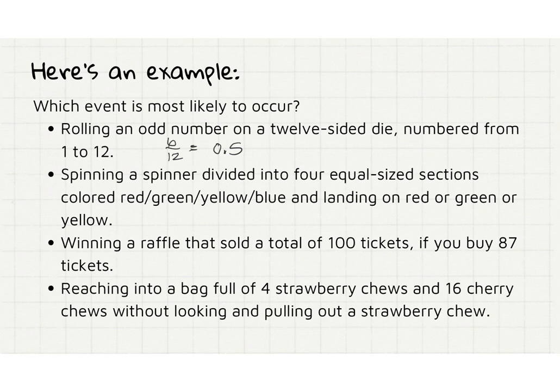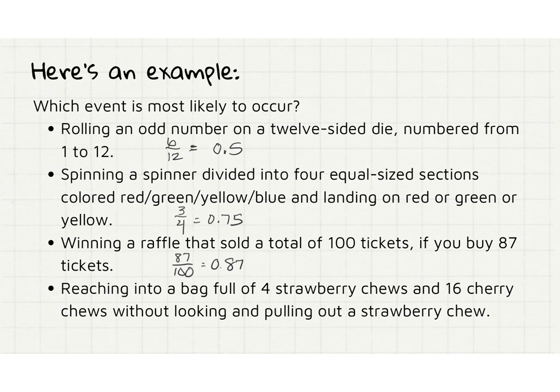Moving along, we're going to spin a spinner divided into 4 equal sections. They are colored red, green, yellow, and blue, and we want to know what the probability of landing on a red or green or yellow. So those are 3 of my 4 options, so 3 out of 4, which is 0.75. Next, we're winning a raffle that sold a total of 100 tickets, and I bought 87 of them. So that's 87 possible outcomes that I want over 100 total, which as a decimal is 0.87.